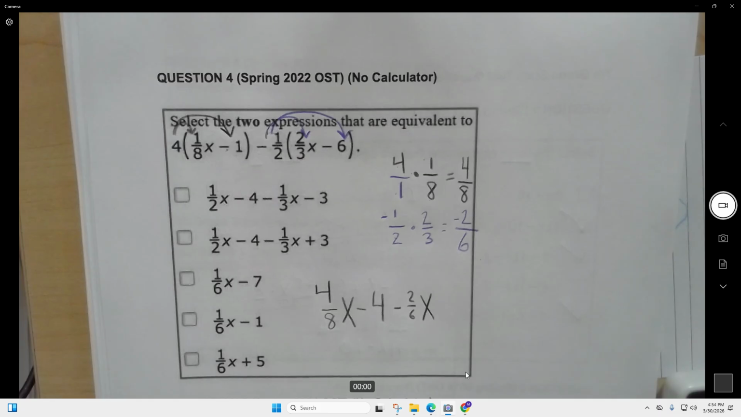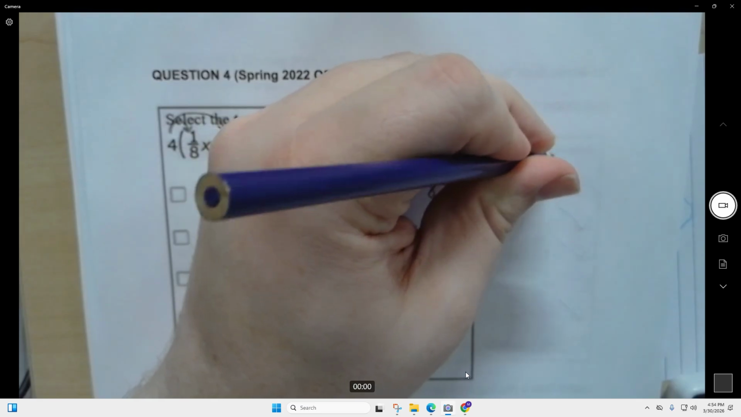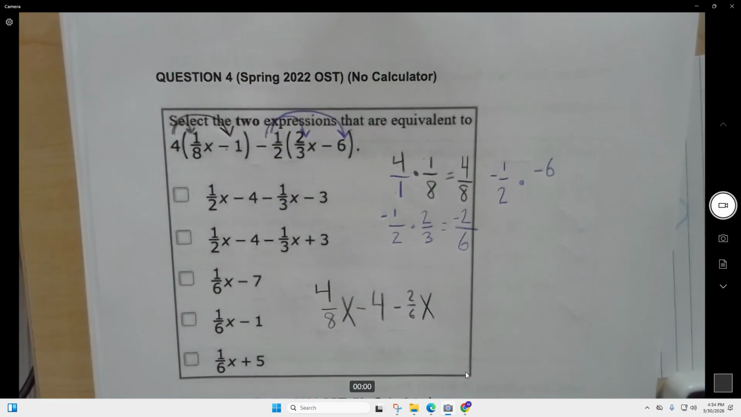Negative 1/2 times negative 6. Again, we put the negative 6 over 1.